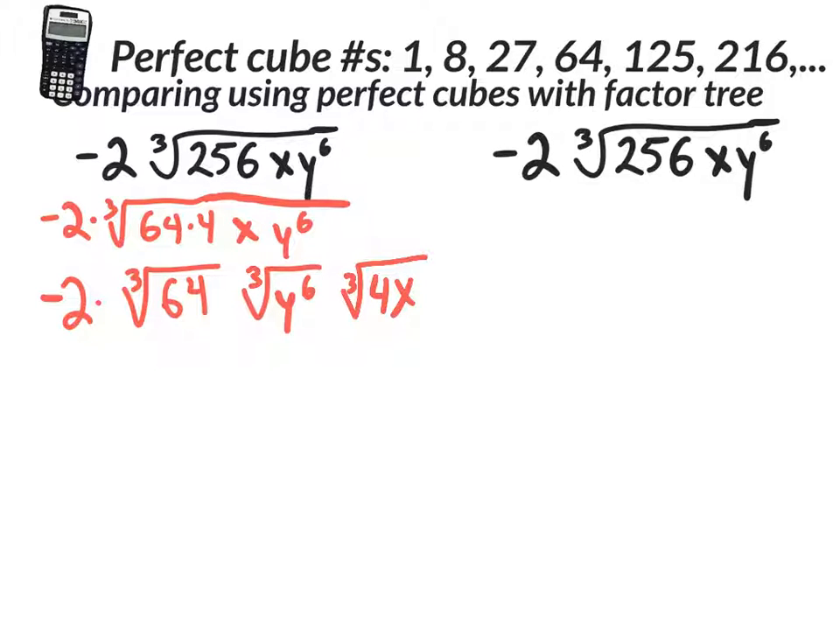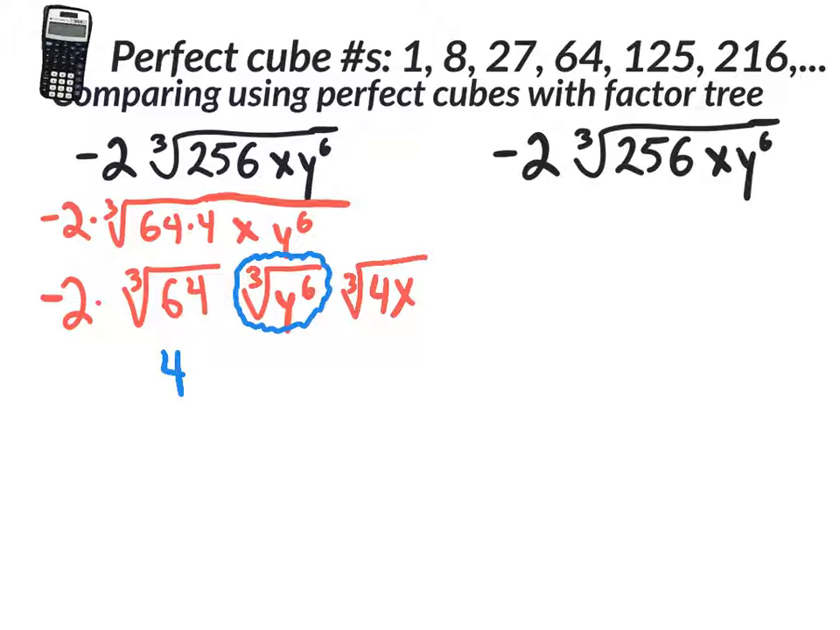And now I could actually do the cube root of 64, that is 4. And I could actually do the cube root of y to the 6th. What is the cube root of y to the 6th? Y to the 2nd? Y to the 2nd, exactly.